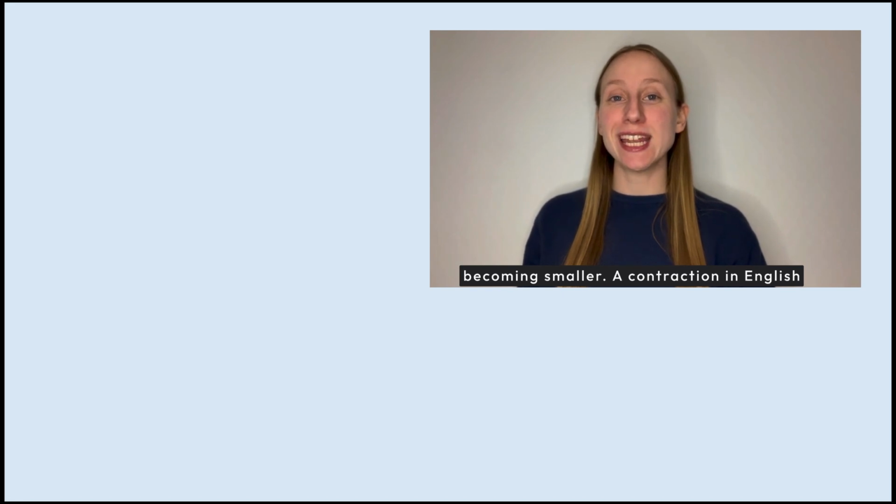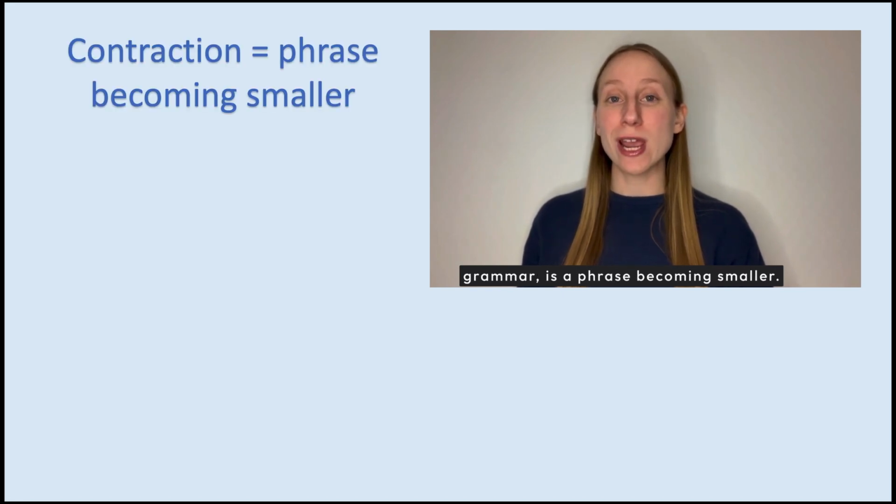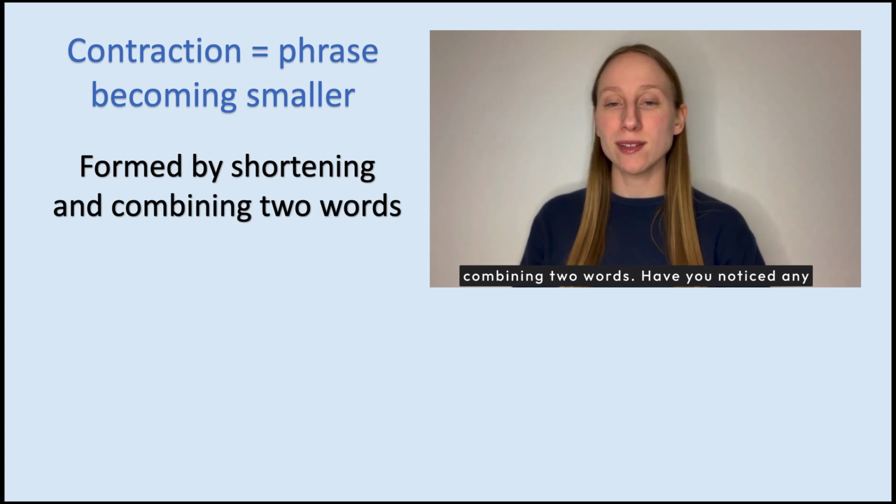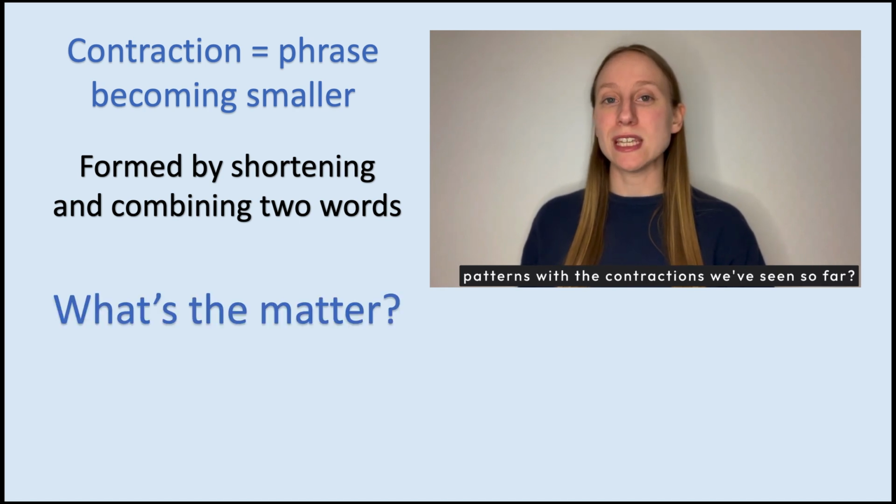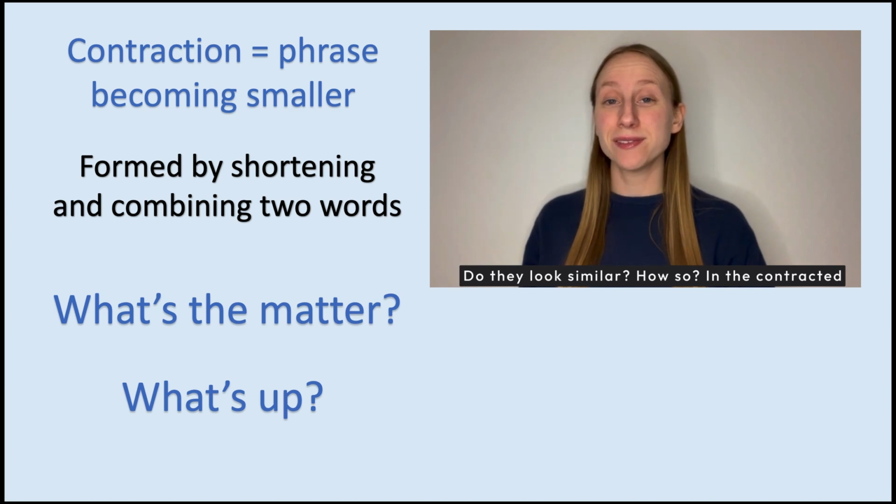The noun contraction refers to the process of becoming smaller. A contraction in English grammar is a phrase becoming smaller. A contraction is formed by shortening and combining two words. Have you noticed any patterns with the contractions we've seen so far? Do they look similar? How so?